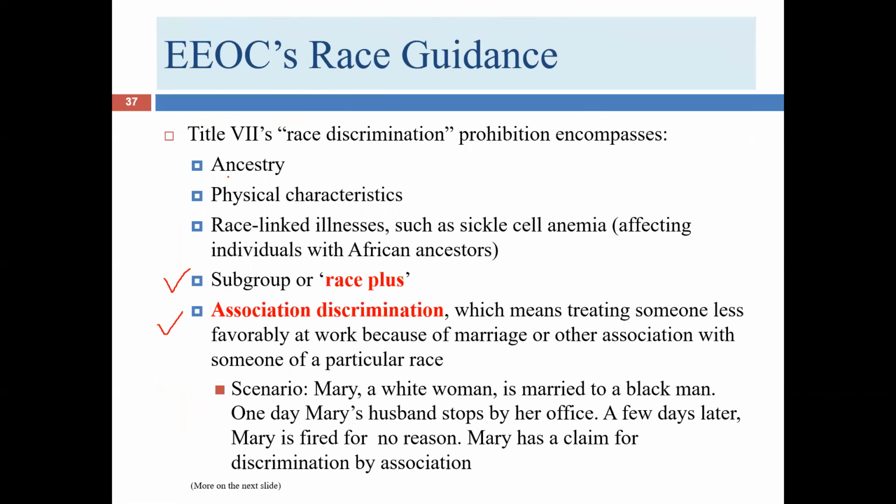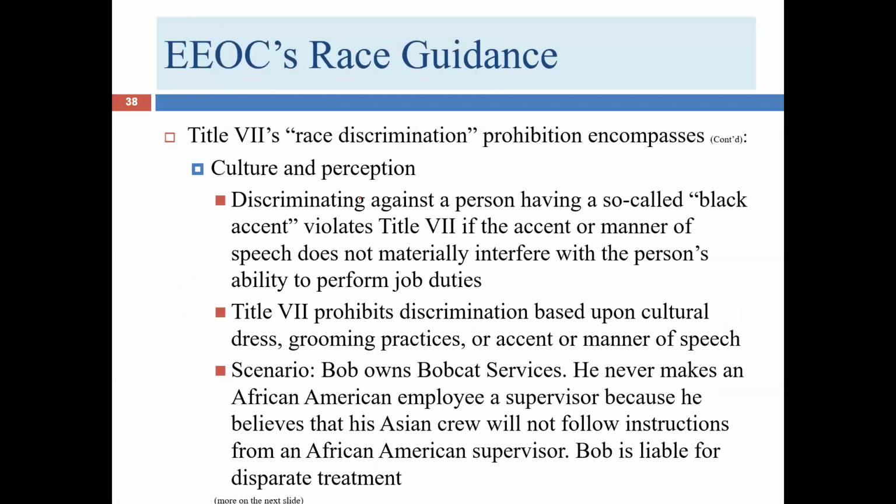Okay, so we talked about ancestry, physical characteristics, race-linked diseases, race plus, and association discrimination, and on the next slide we have culture and perception. So there's something so-called the black accent. It's a speech pattern that obviously is not genetic, but it may reflect a cultural value, a way of communication that is special within a particular community. And so discriminating on that basis would violate Title VII, even though a person could be of a different race and have a, quote-unquote, black accent.